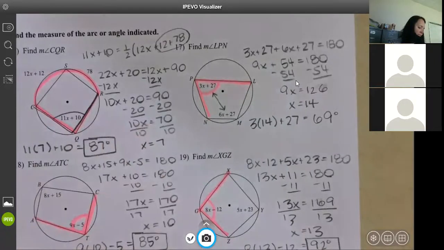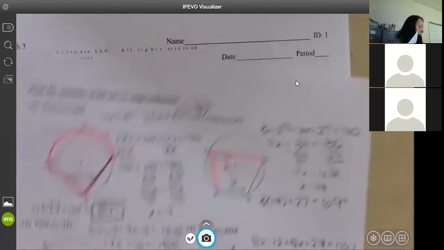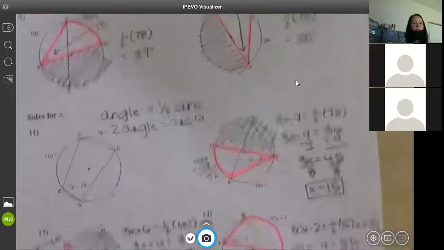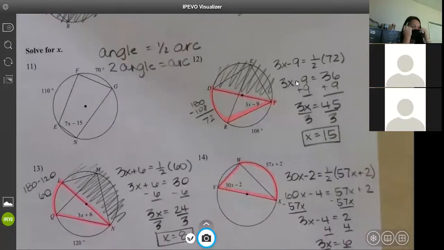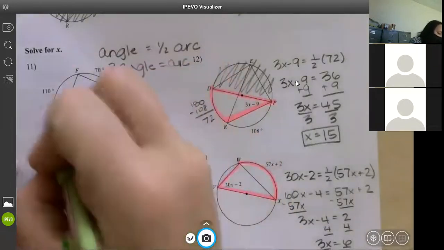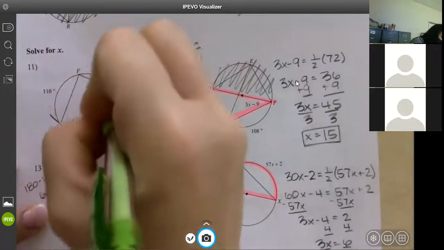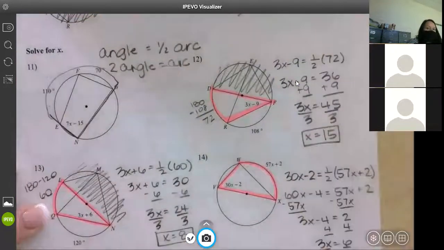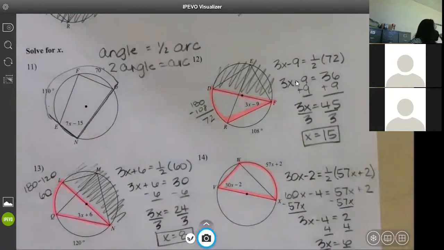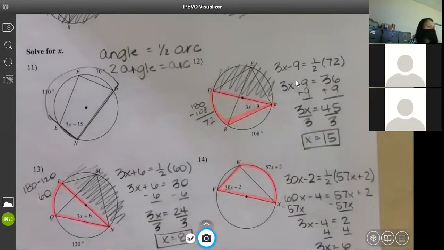Go back to number 11. That should be all for our notes except for number 11. I think, and I could be completely wrong, the 7x minus 15 may be for the n. Let's do it that way and see what happens. If it comes out to a fraction, we know it's not right, but we're going to leave it that way. If you have one on your homework or notes, just ask me about it.